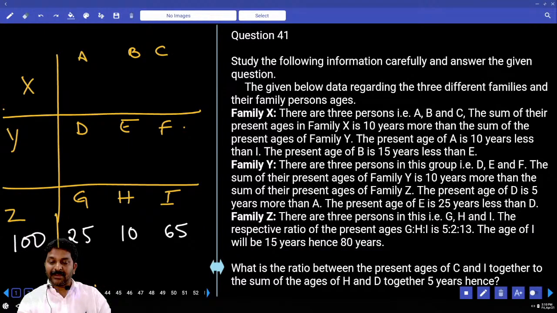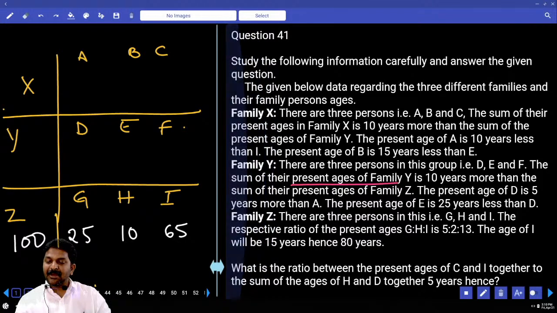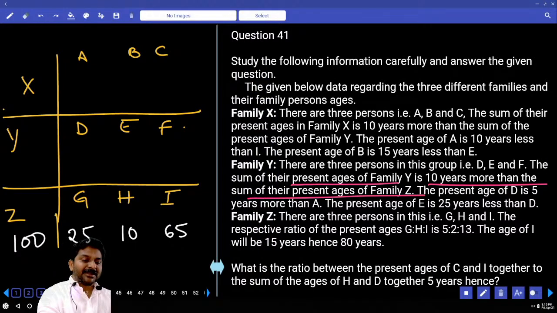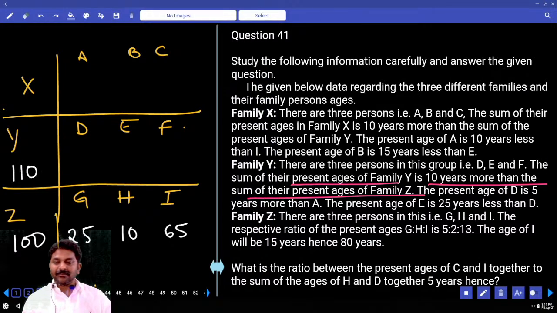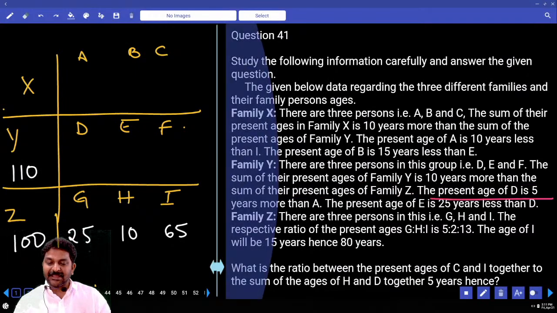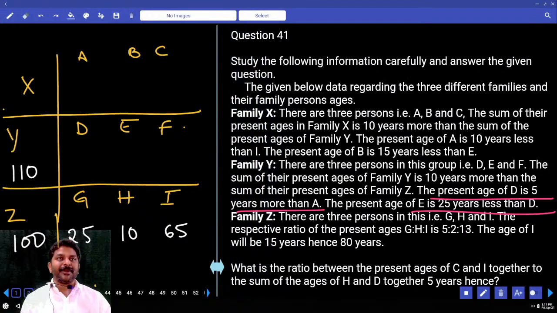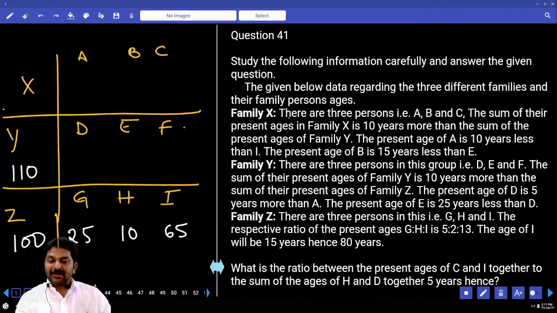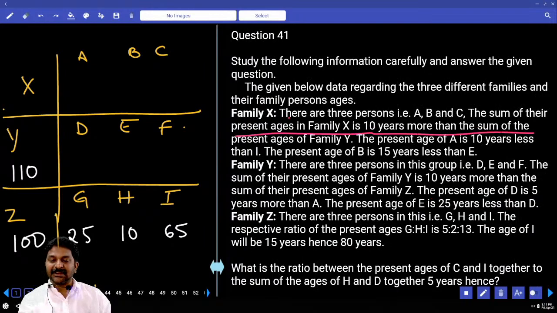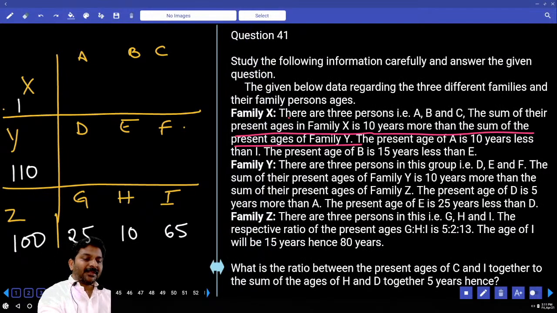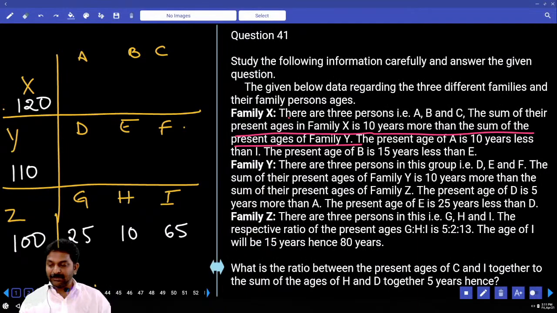Now continue with Y. In Y they said the sum of ages of family Y is 10 more than that of Z. That means can I say 110 now? And the age of D is 5 years more than A. D and A are related, and E is compared with respect to D. Nothing can be derived here with respect to D, E, F values. Come here. The sum of ages of family X is 10 more than that of family Y. That is 120 only. Continue.